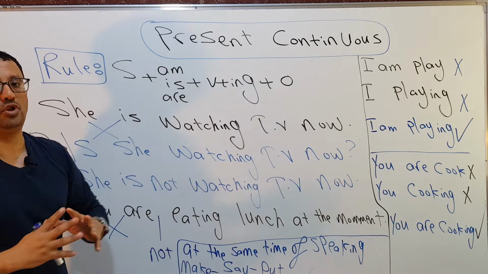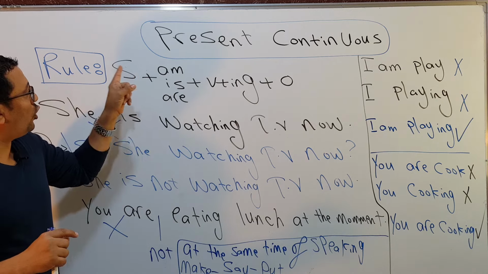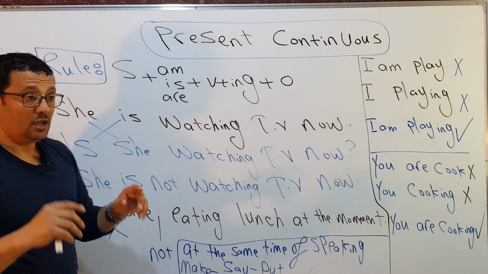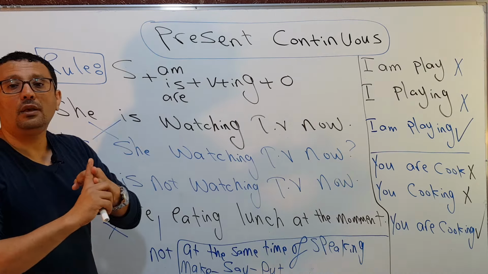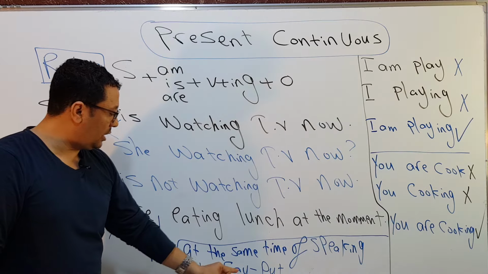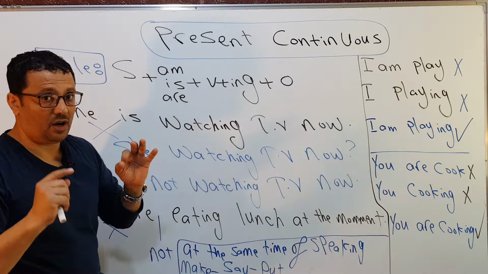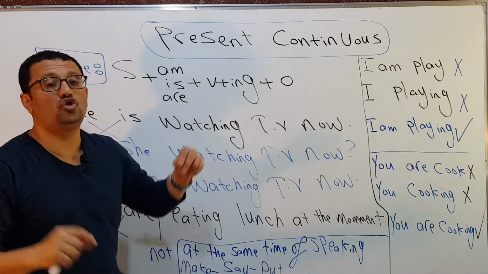After the subject, you write or you put am, is, are. So this is number one, and this is number two. And number three, you put a verb, but the verb must be with ing.